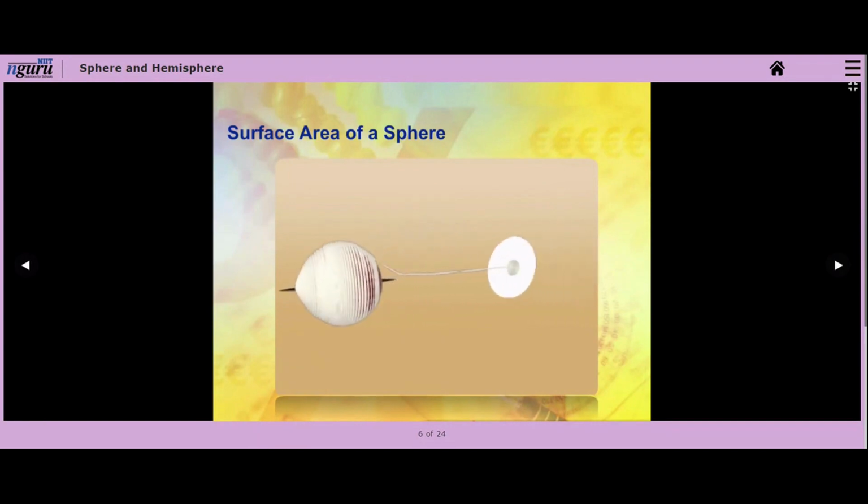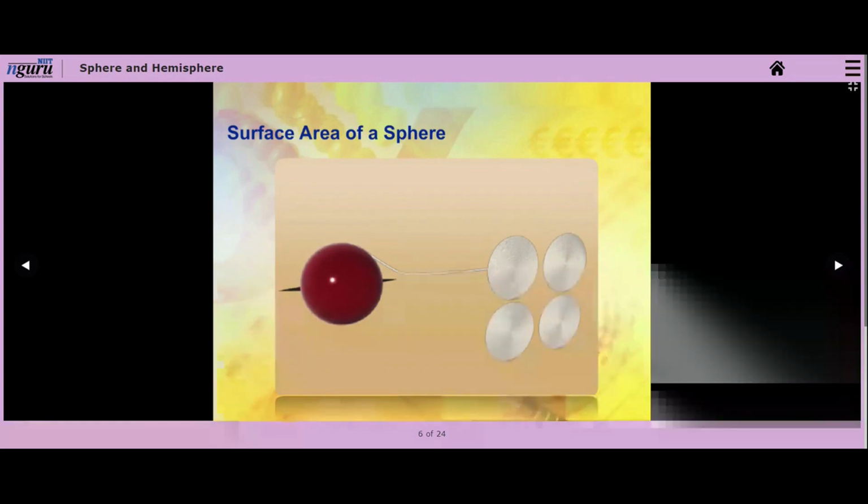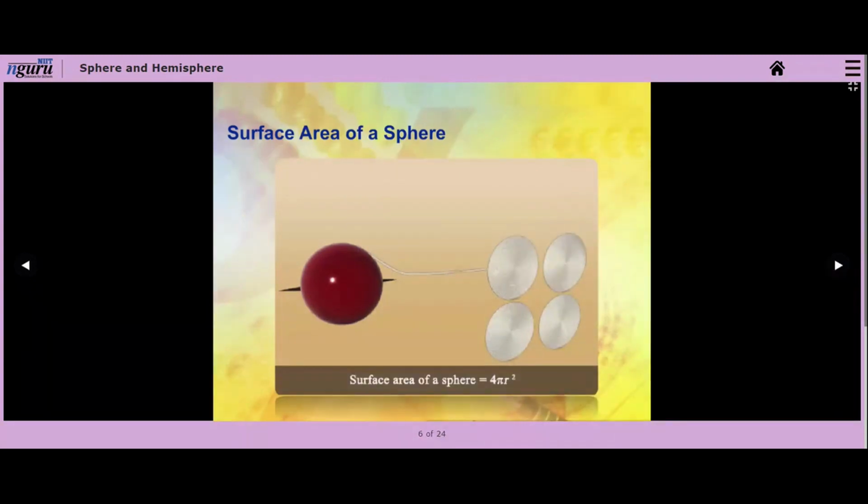Now unwind the string from the surface of the ball and start filling the circles one by one with this string. Observe that the length of the string completely covered all the 4 circles. Therefore, we can say that the surface area of a sphere is 4 times the area of a circle. Now, the area of a circle is pi r square. Therefore, the surface area of a sphere, which is equal to 4 times the area of a circle, is equal to 4 pi r square, where r is the radius of the sphere.